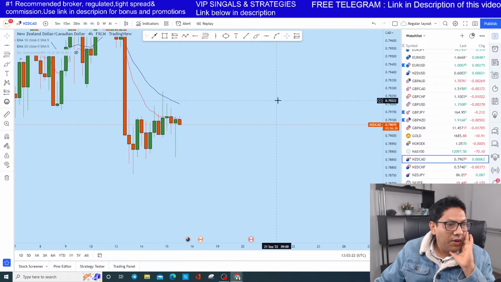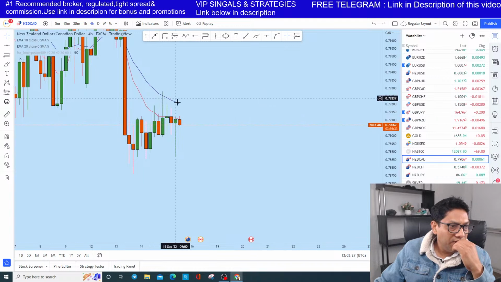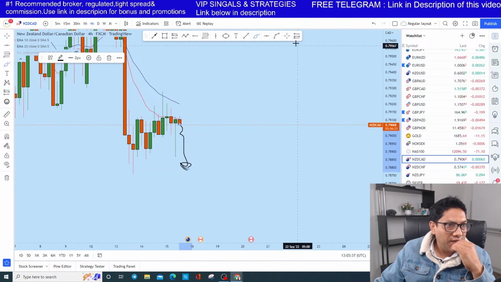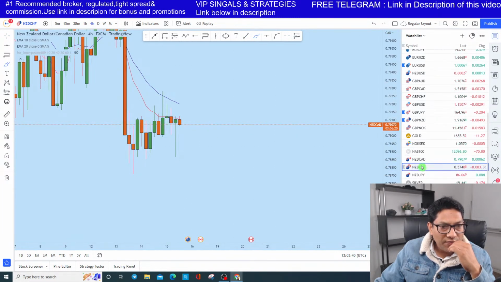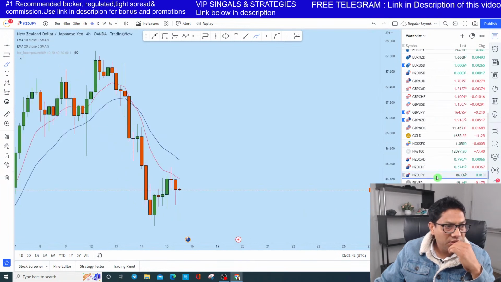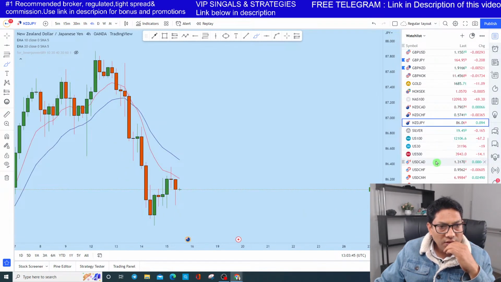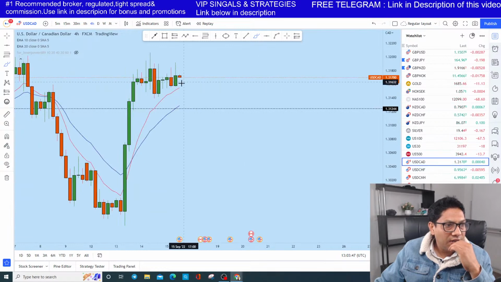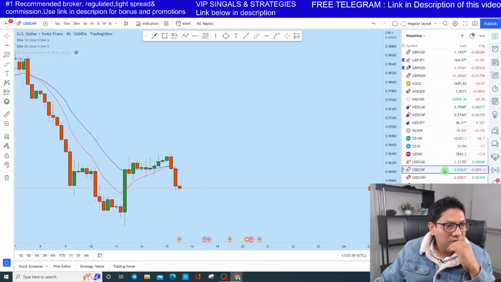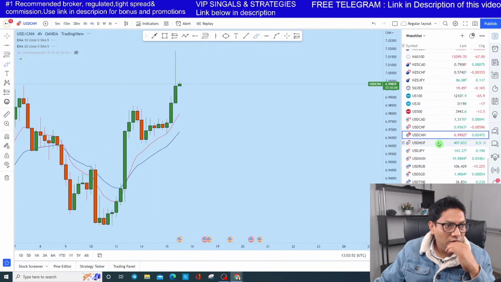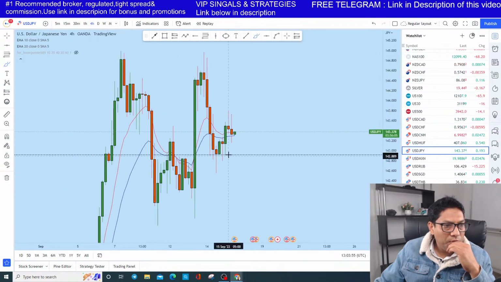So there is a hanging man on NZD CAD, guys, with a 20 period moving average. So it's bearish NZD CAD, bearish from here. I think it will melt, okay, it will melt from here. NZD CHF bearish, okay. USD CAD created a bullish price action. Dollar Swiss franc, I will not be doing anything on this one. Dollar yen, to me it's bullish, okay, or sideways.